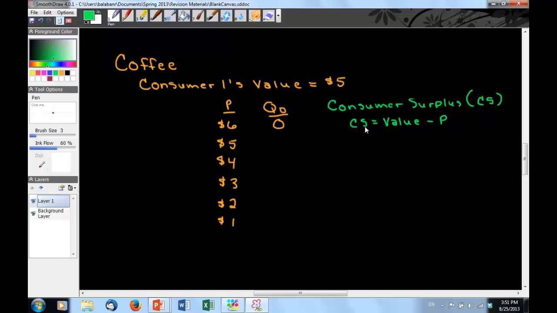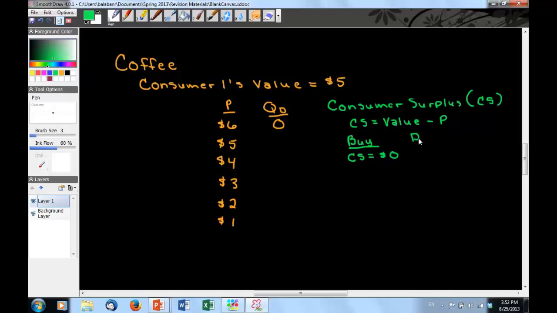So again, consumer surplus is equal to the value that the consumer receives less the price that the consumer pays. So for our consumer in this example, if she buys a cup of coffee for $5, her consumer surplus would be equal to the $5 value she receives from that cup of coffee less the price that she pays. So her consumer surplus would actually just be 0. She receives a $5 value, that's what the coffee's worth to her, but she paid $5 to get it, so her consumer surplus is 0.